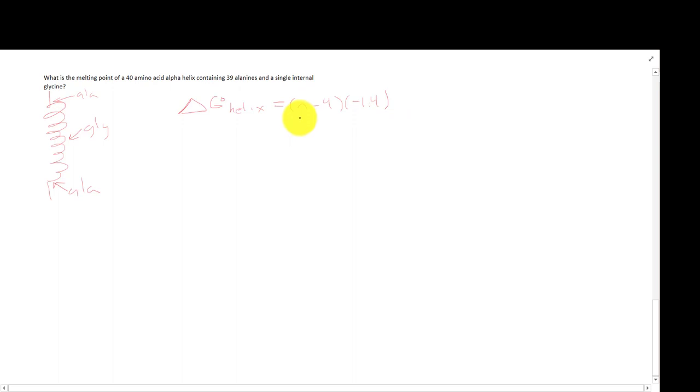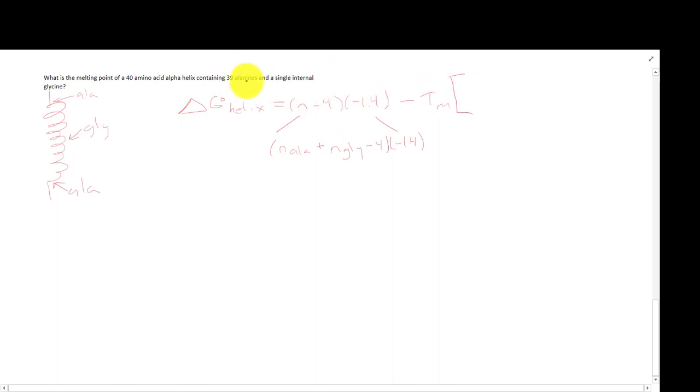Okay, nothing different here. I actually am going to want to split this out and do N-ala plus N-gly minus 4. Having the two classes does make a difference, as we'll see here when we get to the entropy. Minus Tm, and now we have an entropic system where we have two different classes of entropic amino acids.